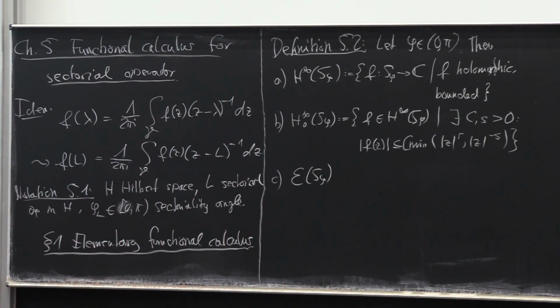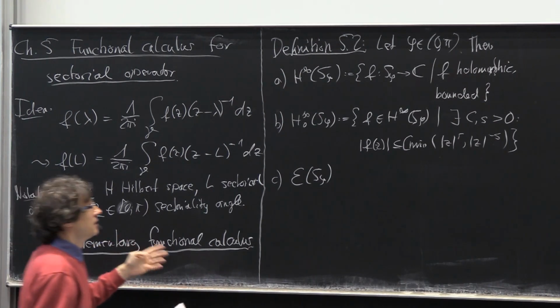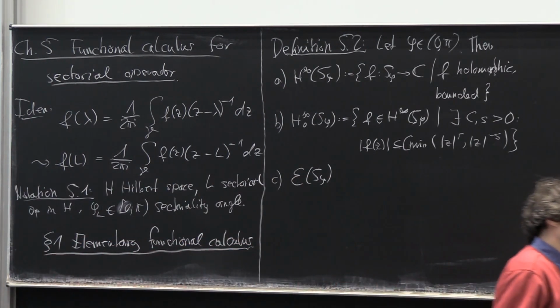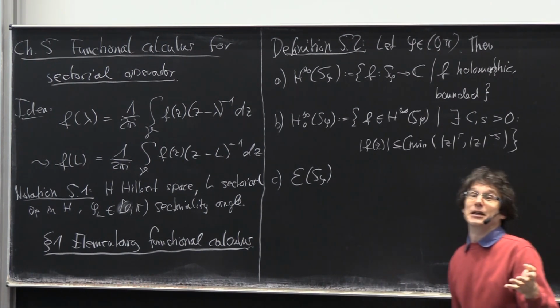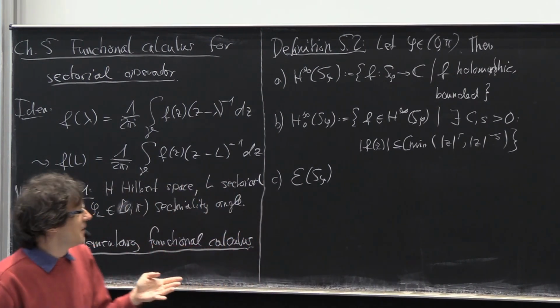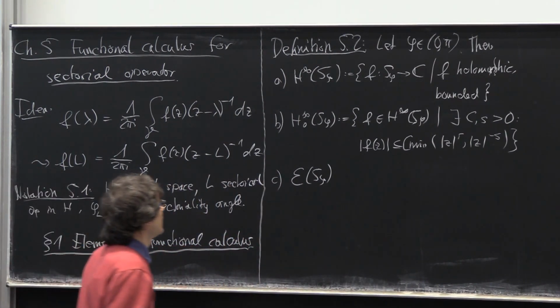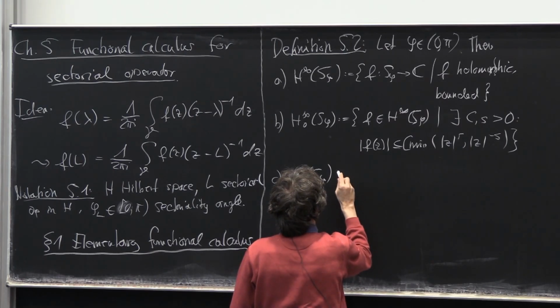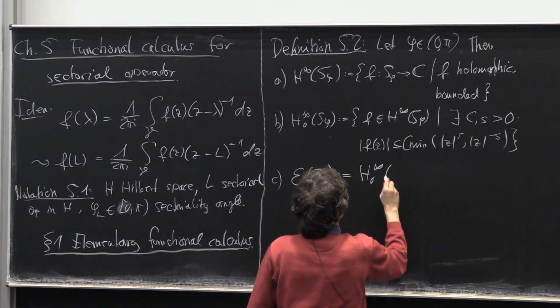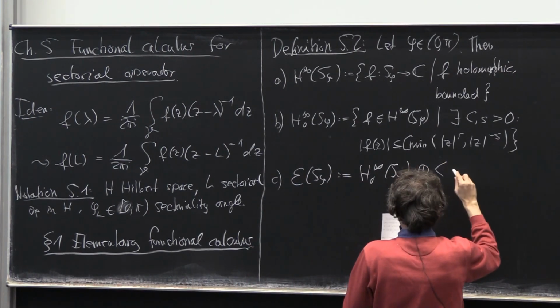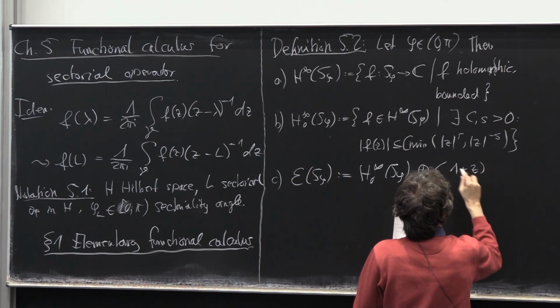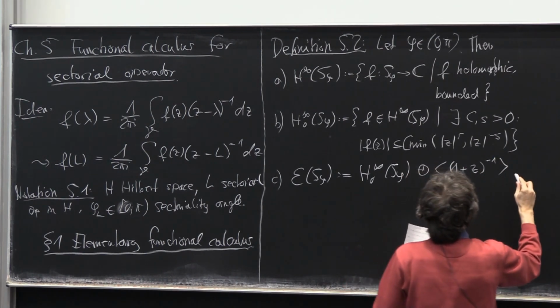This doesn't have a decay at 0. For z going to 0, this goes to 1, not to 0. So it's not included here. But the function 1 over 1 plus z, we know what the operator is if you plug in L. It's the resolvent in minus 1. So we want to have these two functions, and that is what we do. We take these functions and add them. So this is what you get if you take the H infinity 0 functions and then just add the function (1 plus z) to the minus 1 and the function constant 1.